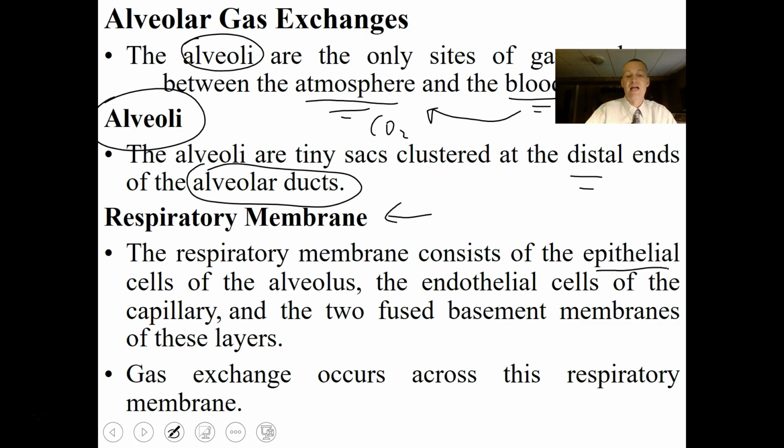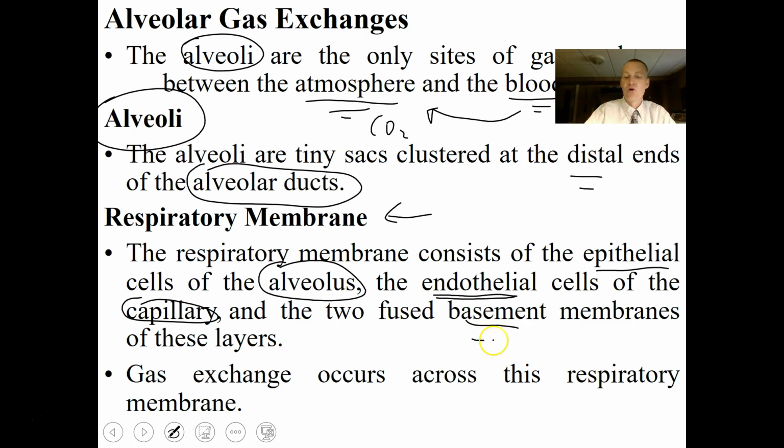They're going to be flat epithelial cells, and these are going to make up the wall of the alveolus. Also, the respiratory membrane consists of the endothelial cells that make up the walls of the capillary, and that's only one cell layer thick.